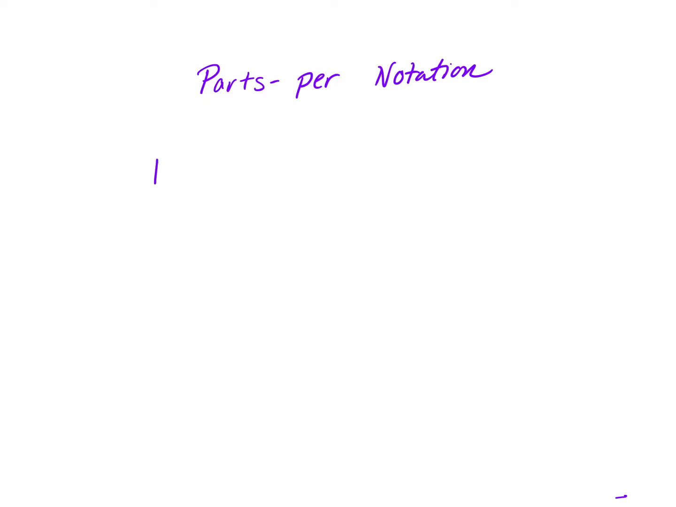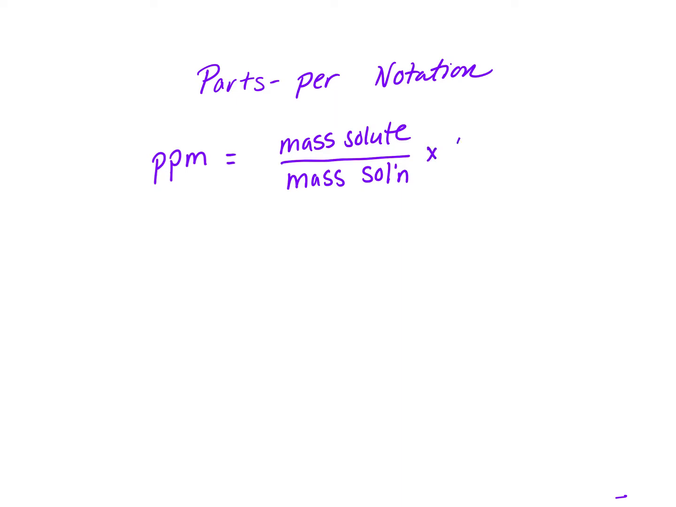So parts per million, or ppm, is equal to the mass of the solute over the mass of the solution. And remember that the mass of the solution is equal to the mass of the solute plus the mass of the solvent. That times 10 to the 6th.